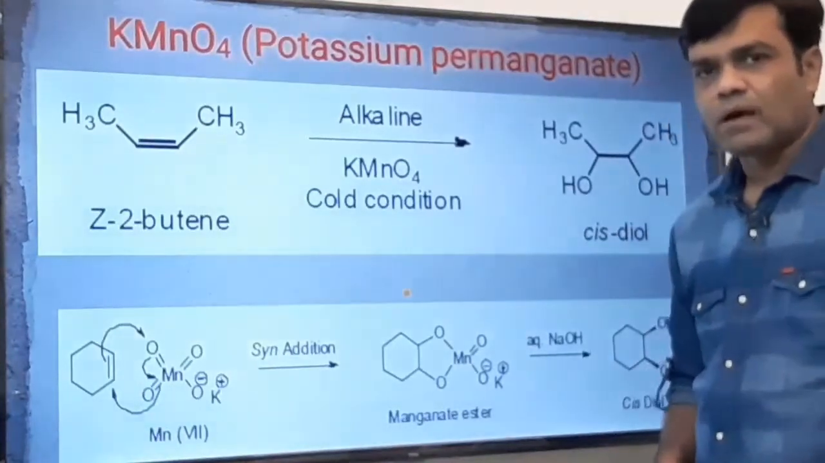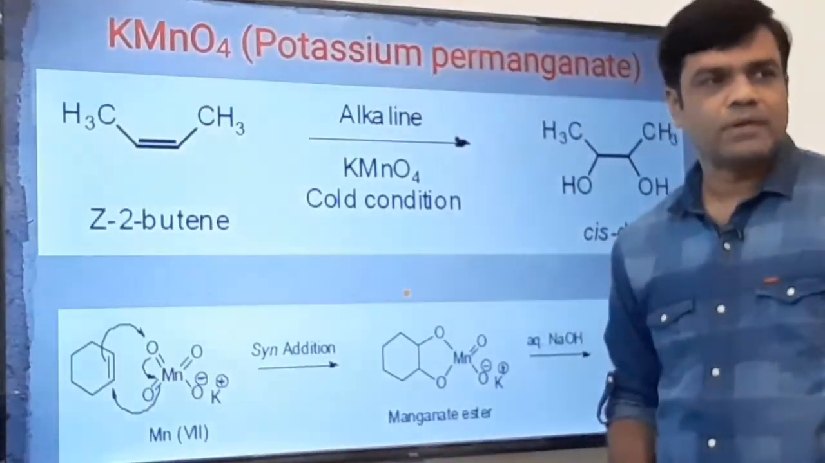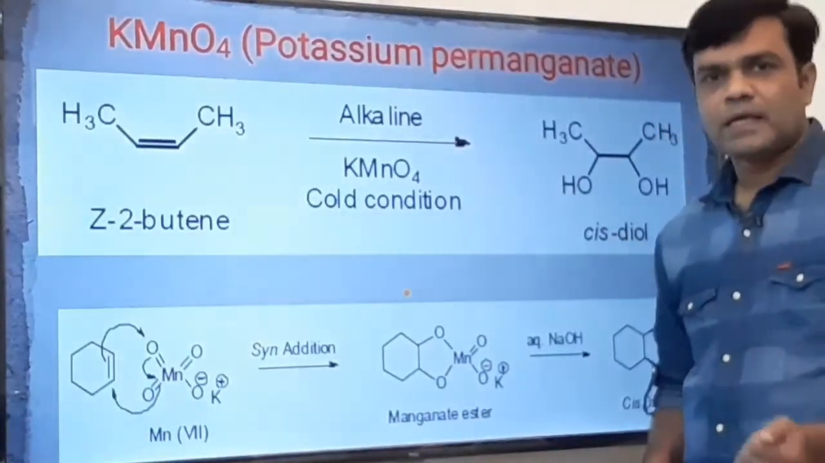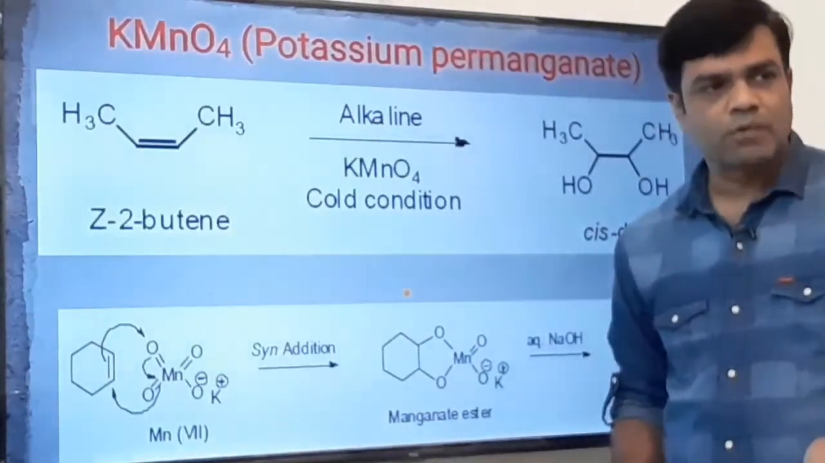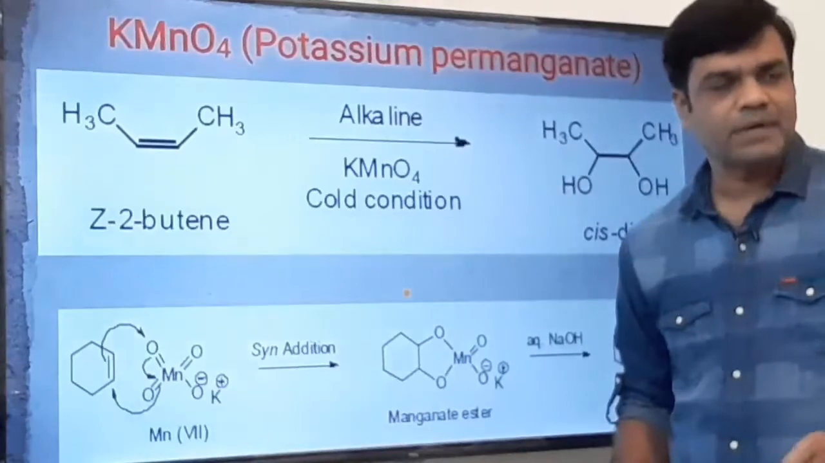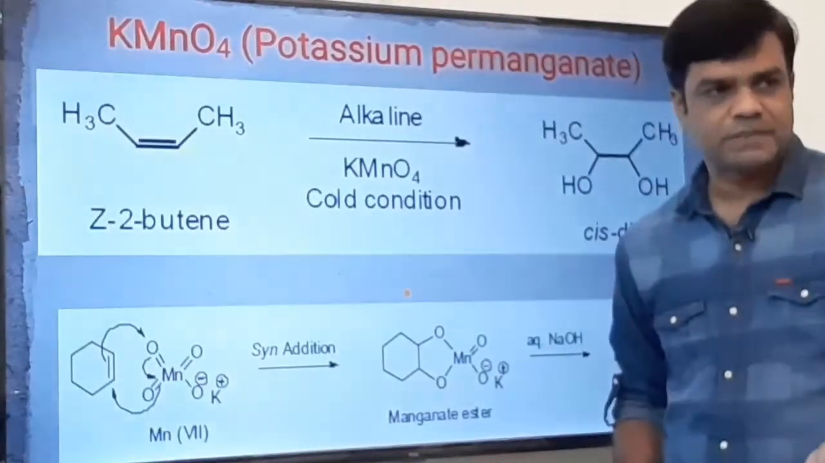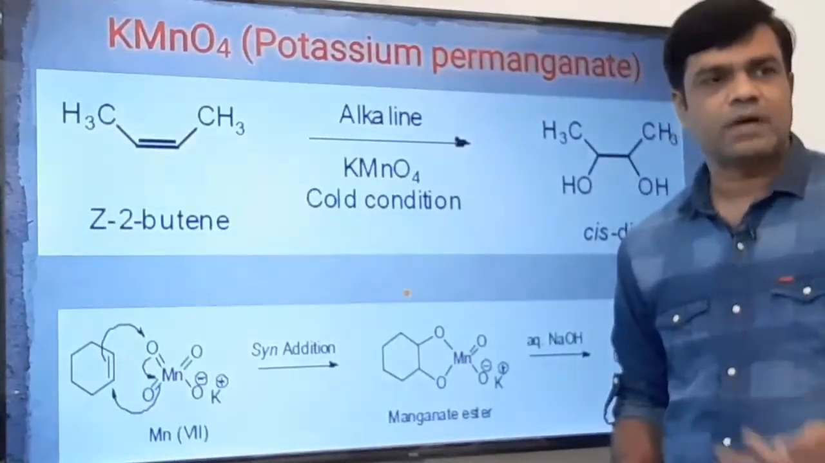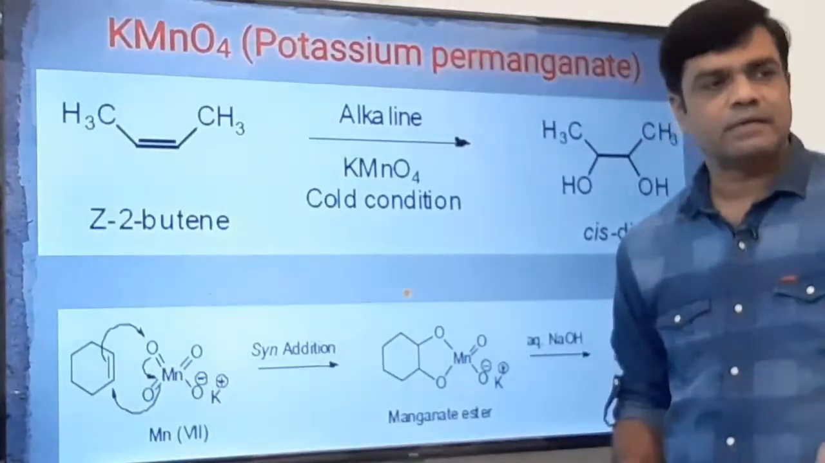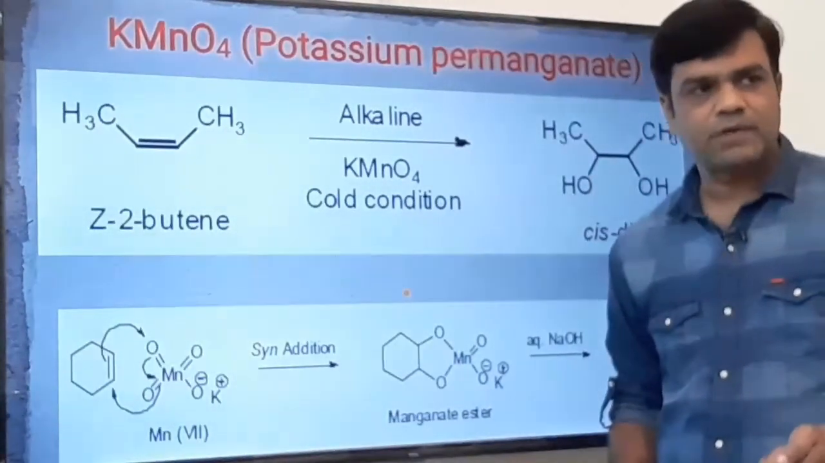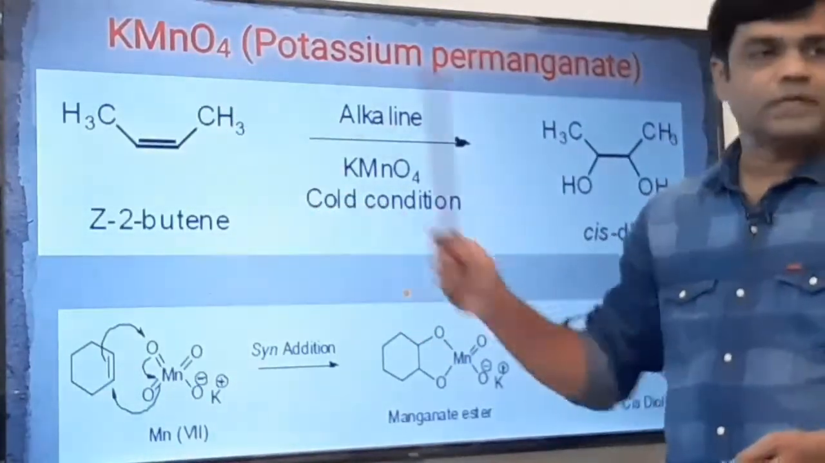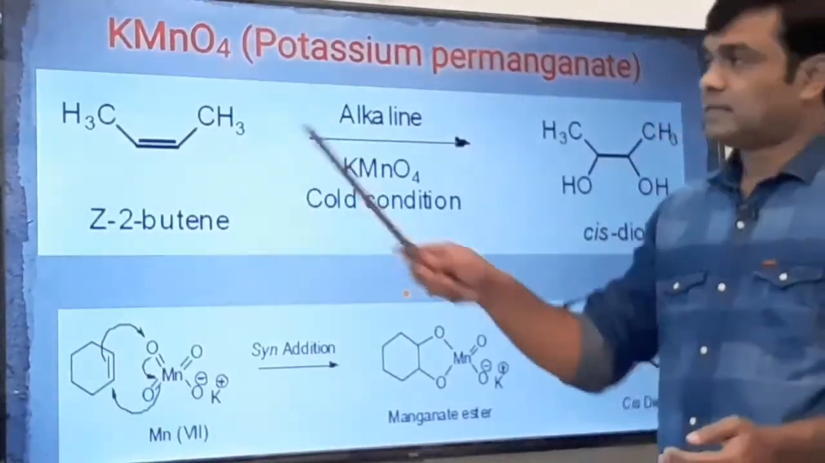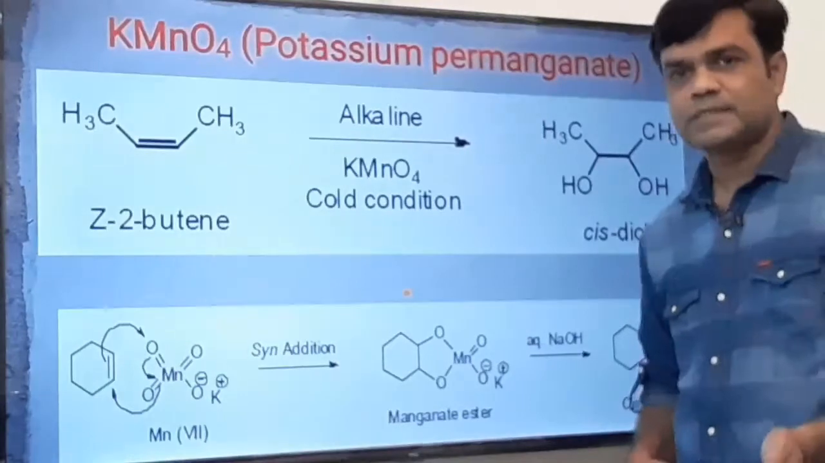You know the EZ nomenclature of alkenes. E stands for entgegen and Z stands for zusammen. If two similar groups are present on the same side across the carbon-carbon double bond, that is called cis. And if two similar groups are at opposite positions with respect to the carbon-carbon double bond, that alkene is called E. E stands for entgegen. So, as here the 2 CH3 groups are present on the same side of the carbon-carbon double bond, it is Z, or we can say it is cis.